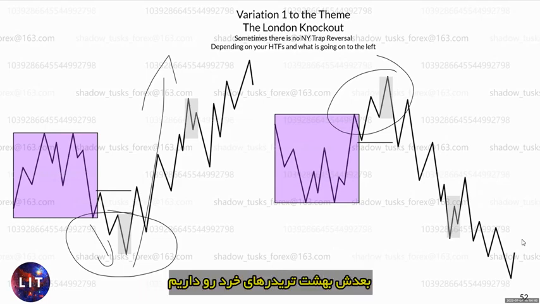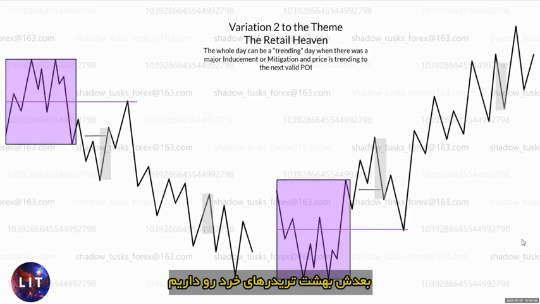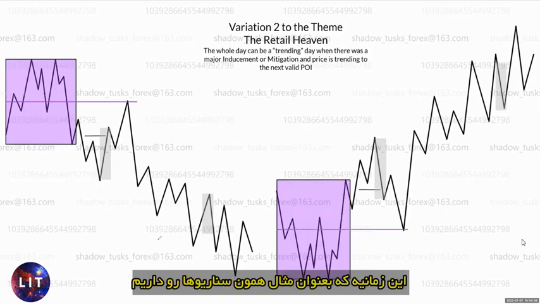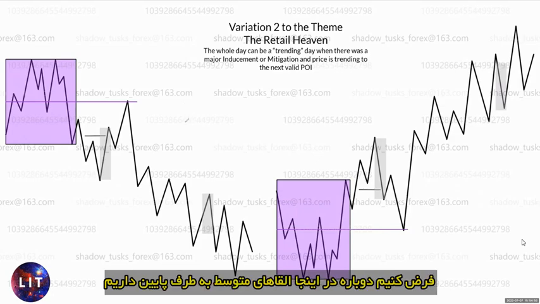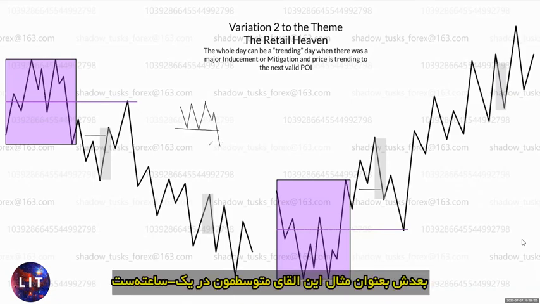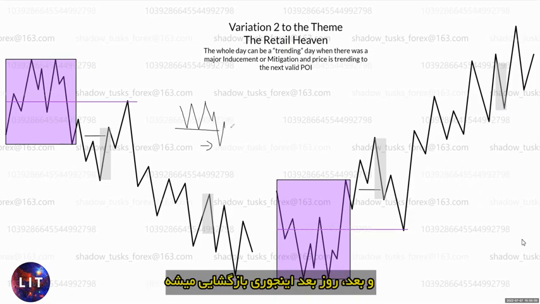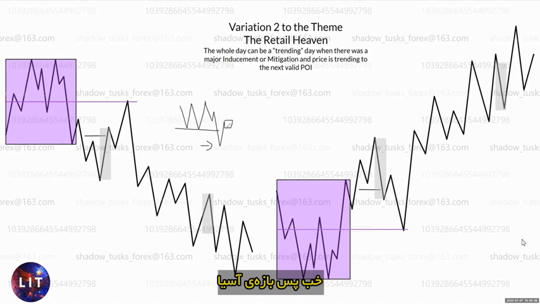Okay. Then we have the retail heaven. That's when, for example, we have the same scenarios. Let's say again we're having medium inducements to the low side here. Boom. Okay. Then this is our medium inducement on the 1 hour, for example. And then the next day opens like this. Okay. So Asia range. And it induces to the high side.